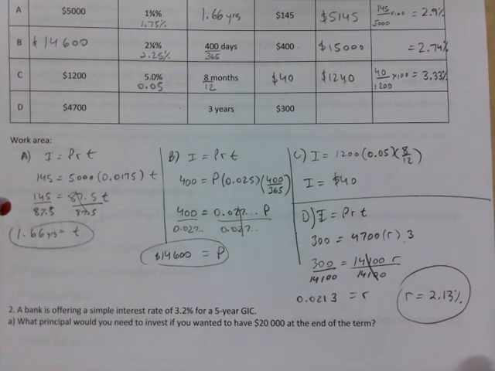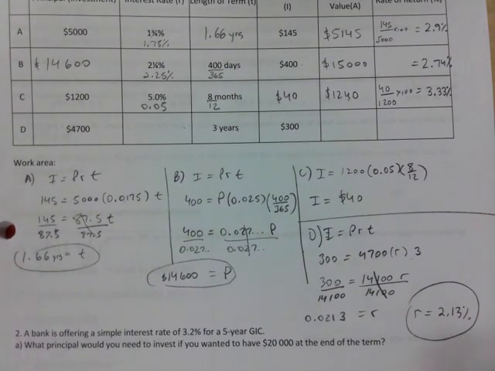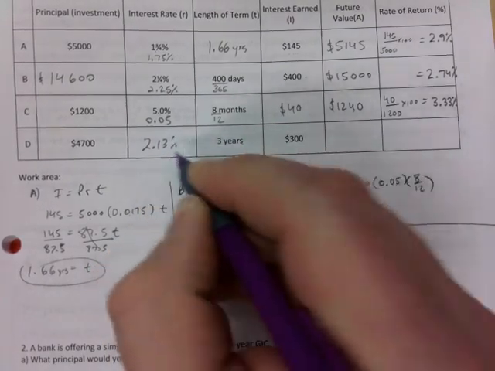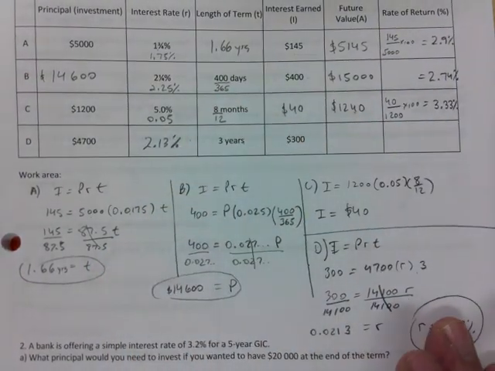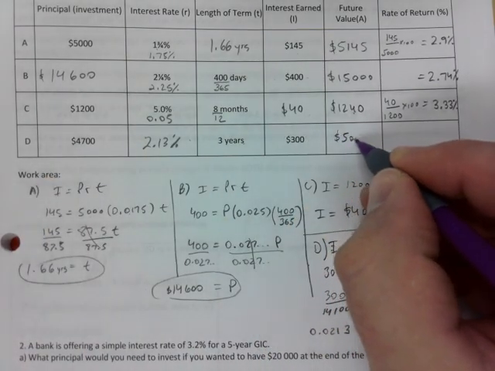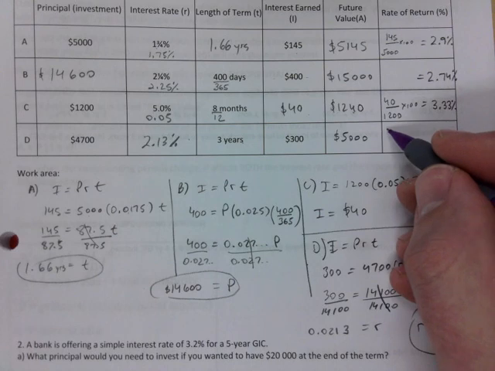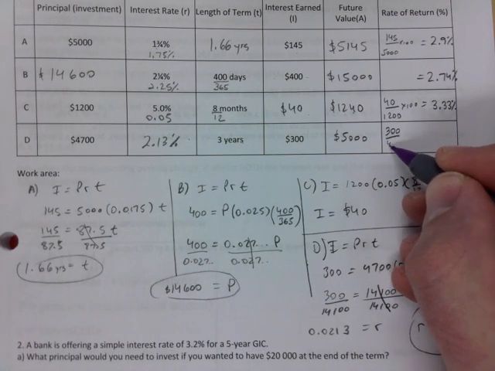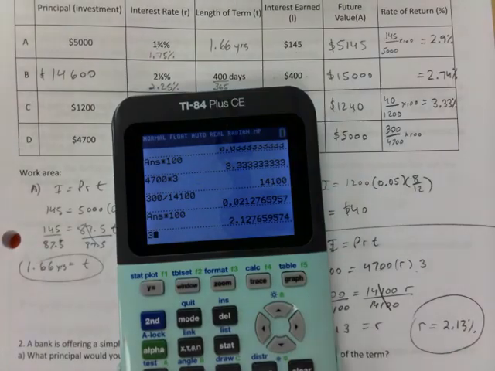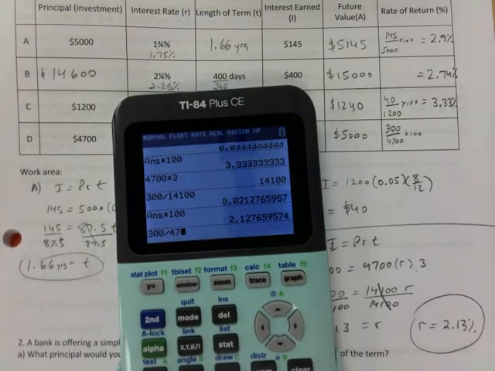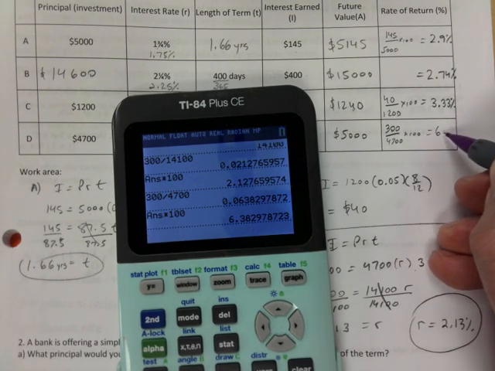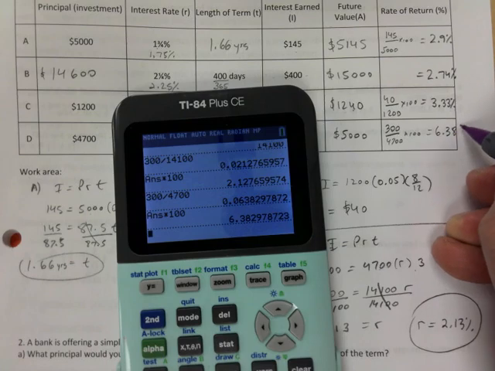But just got to be careful what is being asked, right? So we can put that in as a percentage. Why not? The future value, just adding those up, that's 5 grand. And this would be 300 divided by 4,700 times 100. That's 6.38%.